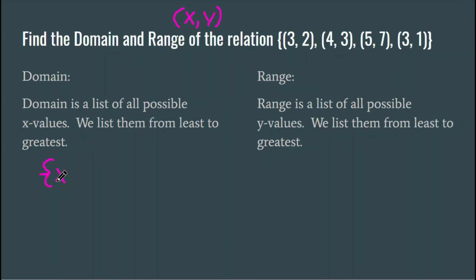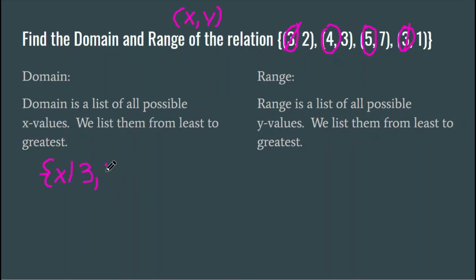Sometimes you'll see an X inside, like that. Sometimes you won't, sometimes it'll just be numbers. Either way, we know we're looking for our X values. So I'm going to look at my X values. I see I have 3, 4, 5, and 3. So what's my smallest X value? Well, I see it's 3. Even though 3 shows up twice up here, I still only have to write it once, because they're just asking for a possible input, and 3 is a possible input.